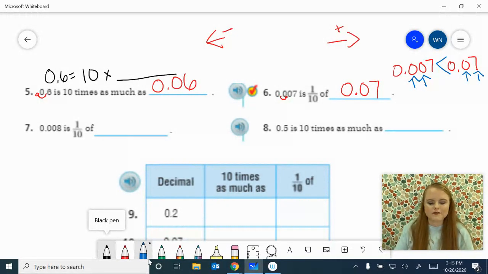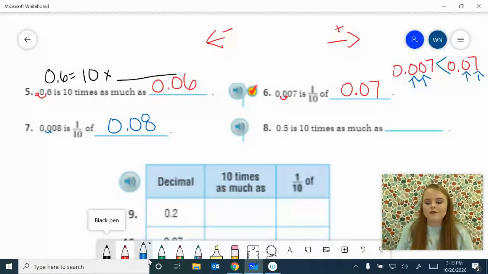Let's look at number 7. 8/100 is 1/10 of blank. Go ahead and solve it. 8/100 is the one smaller piece of what number? If 8/100 is the small piece, we're looking for a bigger number. If we're going to go bigger, we're going to go to the right. So move it over 1 to the right, and we've got 8/10. So 8/100 is 1/10 or one small piece of 8/10.